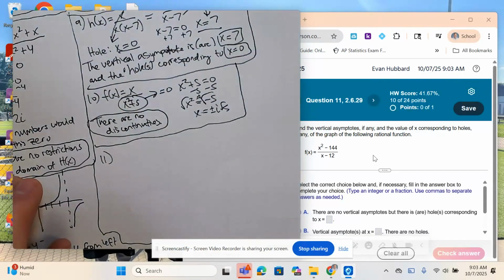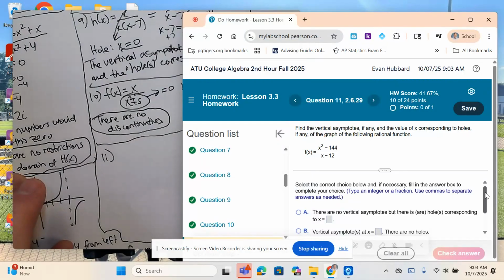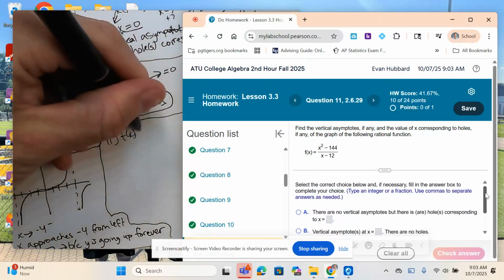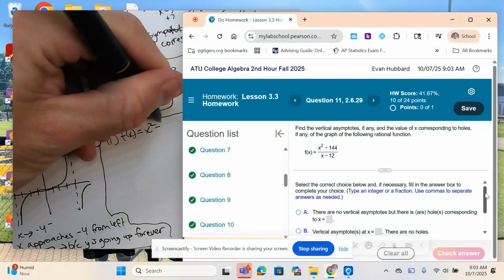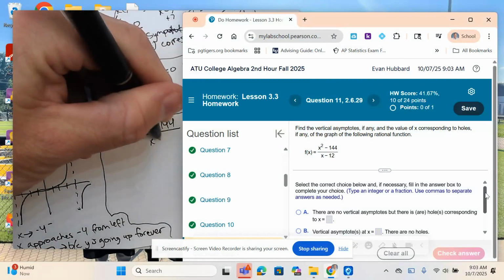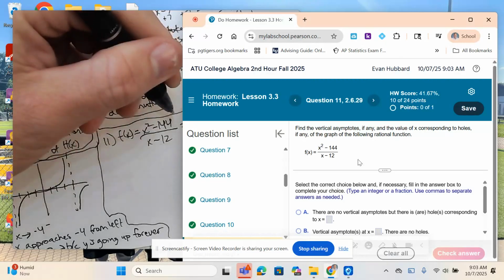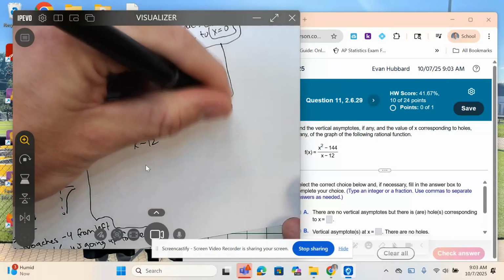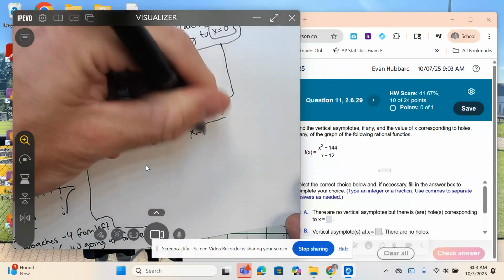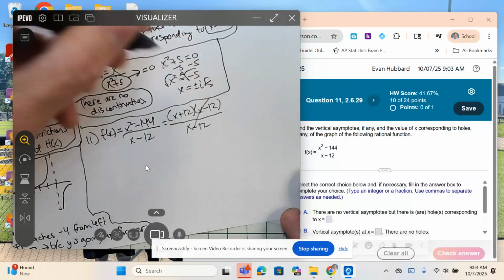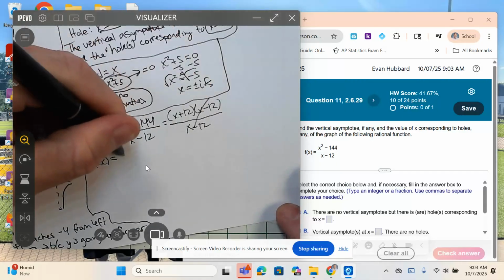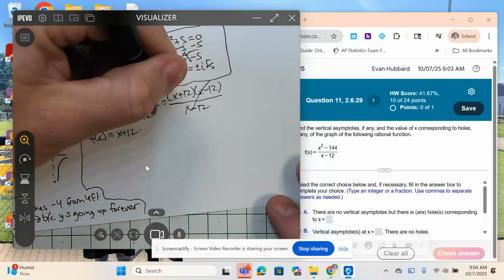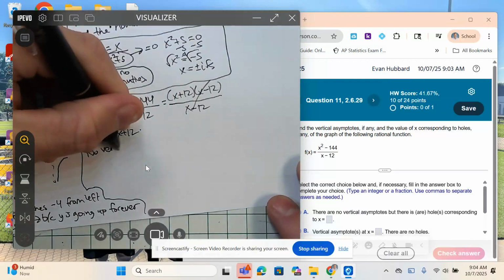All right. Let's try 11. Find the vertical asymptotes and holes. So this one's going to be interesting. x squared minus 144 divided by x minus 12. I'm going to factor the top and the bottom. x plus 12, x minus 12, it's a difference of two squares, divided by x minus 12. That cancels, so I'm left with x plus 12. And so there's nothing left on the bottom, so there's no vertical asymptote because there's nothing left on the bottom.